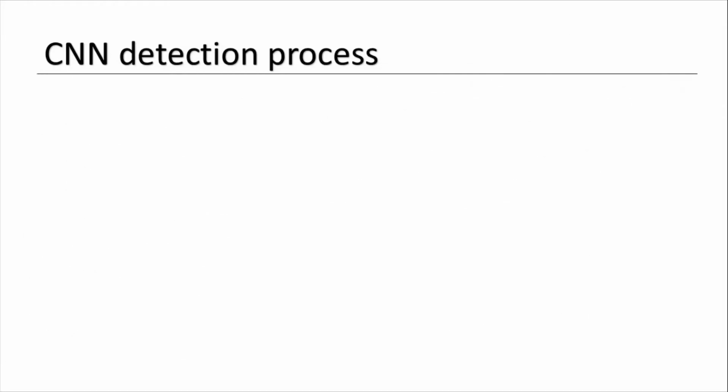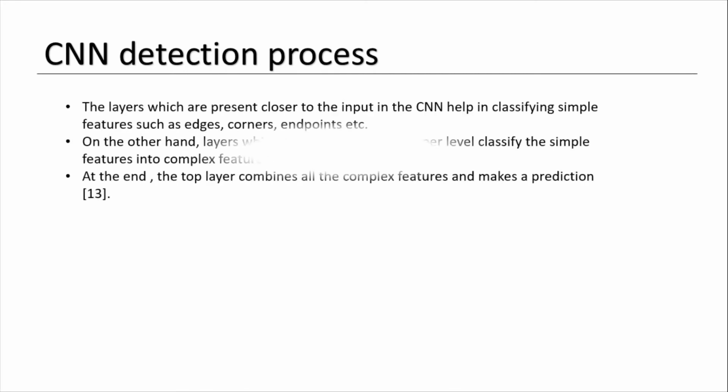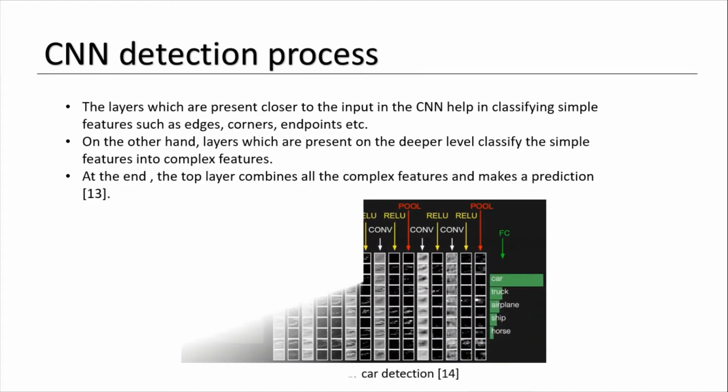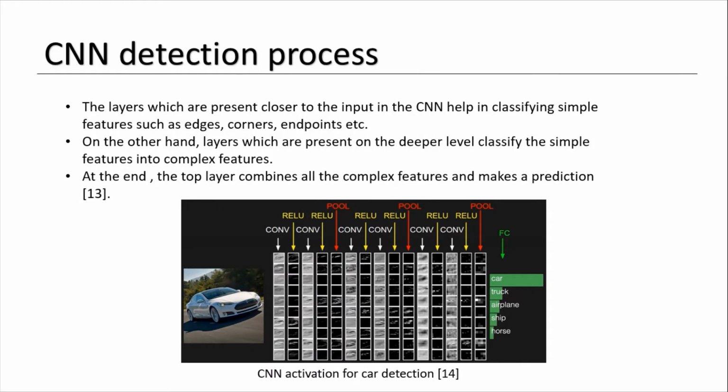But to understand more about the CNN detection process, the neural network consists of an input layer, hidden layers, and an output layer. The layers close to the input layer help in classifying simple features such as edges, corners, endpoints, etc. On the other hand, layers on the deeper level gather the simple features to form more complex features. At the end, the top level combines all the complex features and makes a prediction. Looking at the car detection process in the image, car and truck have common complex features like tires, glass, and body. Based on how far these complex features match with the object, the detection will occur.